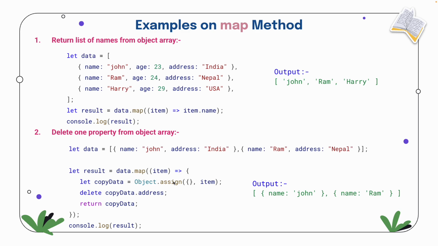Right? So that is the reason we first assign and create a new object, then from that object we delete the address, and then we return the copy data. So it will only have name and age. It will return name and age, whatever it has. So basically we are deleting some element from the object, or transforming the data from one form to another form.